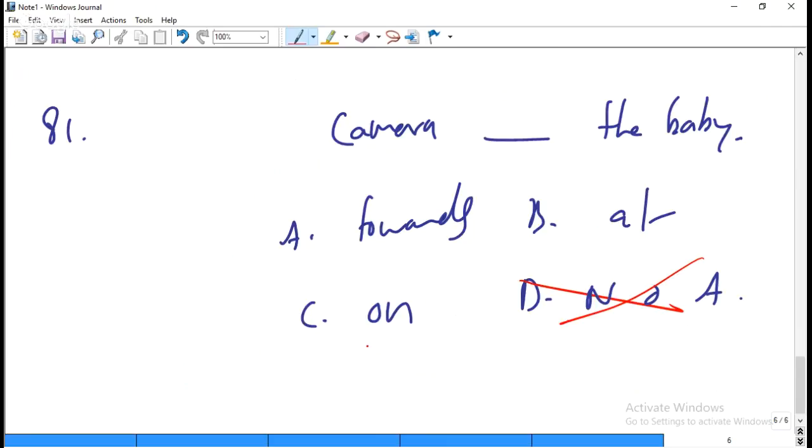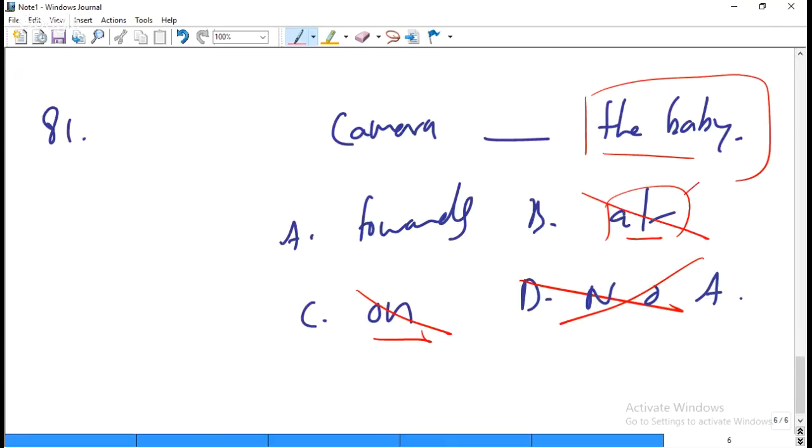Now let's come to C. When I point the camera on the baby, you cannot take a snap of that baby. So keeping the camera on the baby will not work. So it is wrong. If I keep at, what happens? Point the camera at the baby means it is near the baby. So it cannot be taken. Hence towards is the best option here.